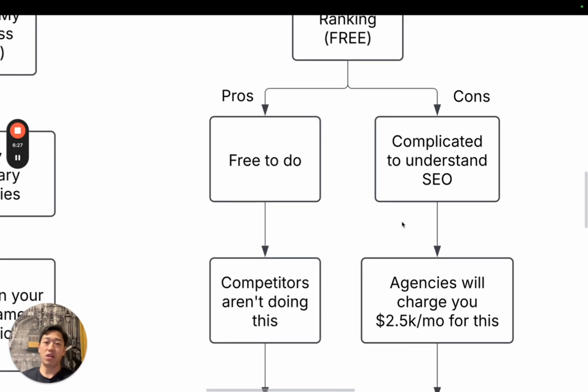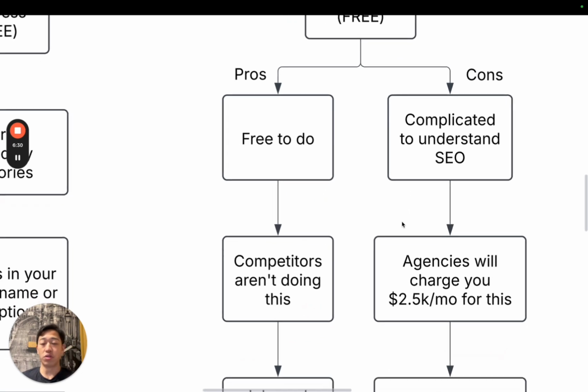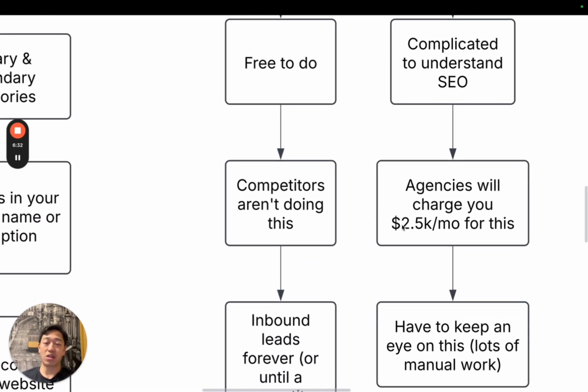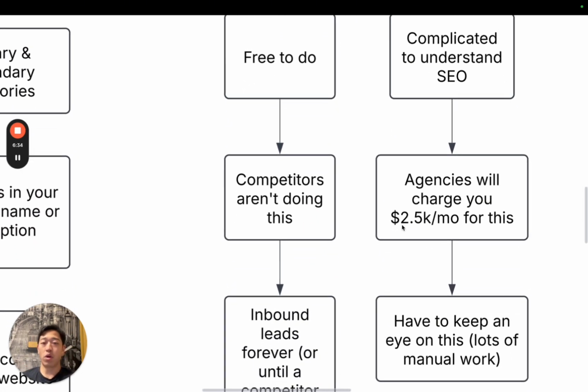So the pros and cons of all this: with local SEO ranking, the pro is it's free to do, right? It might be complicated at times, but it's free to do. And most competitors aren't actually doing this. They might have a bad website where they don't list the services they offer, or they're not even focused on SEO at all. And that's one big edge that you can have. I know that since you're watching this video, you probably want to get some free leads on Google. You're serious about growing your business. So that's one thing that your competitors aren't doing.